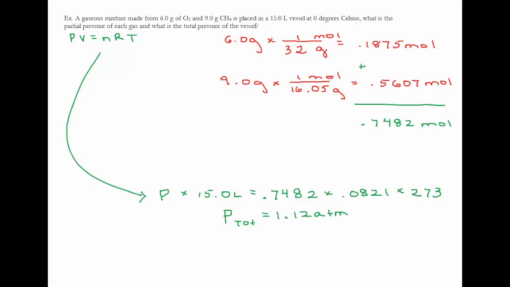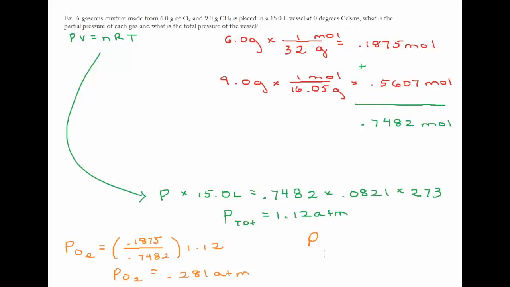Okay? And just to use the concepts that I introduced just a second ago, I'm actually going to take this total pressure and find each individual partial pressure by using the mole fraction. So if I have the pressure of O2, its mole fraction is going to be the number of moles of just oxygen, which is 0.1875, divided by the total number of moles, which is 0.7482. So the mole fraction times the total pressure, which is 1.12. And so what I get for the partial pressure of oxygen is 0.281 atmospheres.